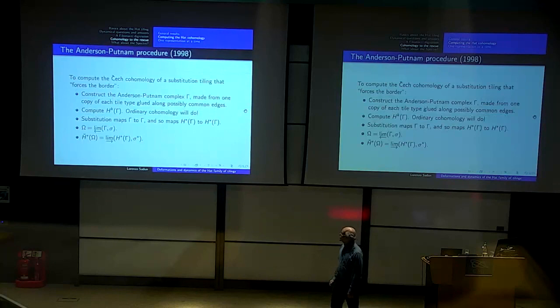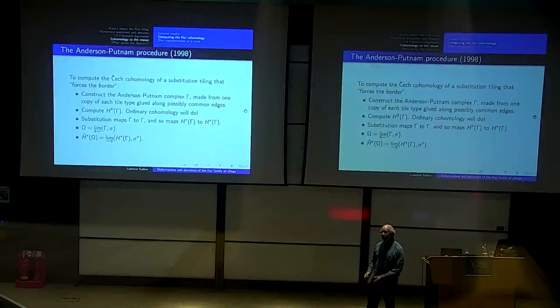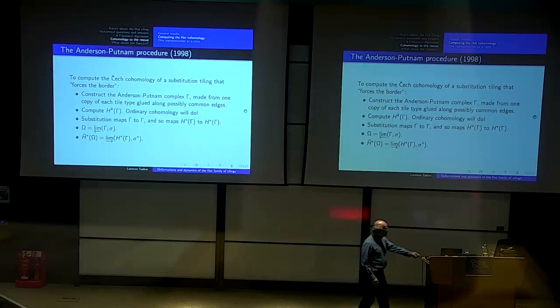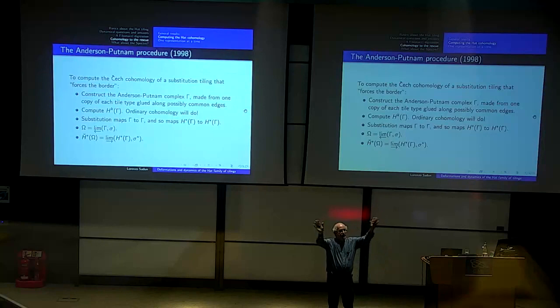Well, this is a procedure that was developed 25 years ago by Anderson and Putnam. And the rule is you basically take one copy of every kind of tile, and you glue them together along ways that they can possibly meet. So if somewhere in the tiling, this kind of tile meets this kind of tile along this edge, then you identify this edge of this tile with this edge of this tile. So you wind up with a complex that is just a bunch of faces glued together along edges.